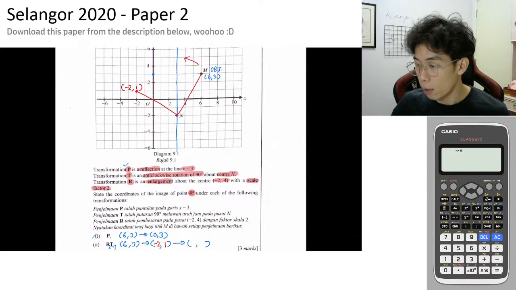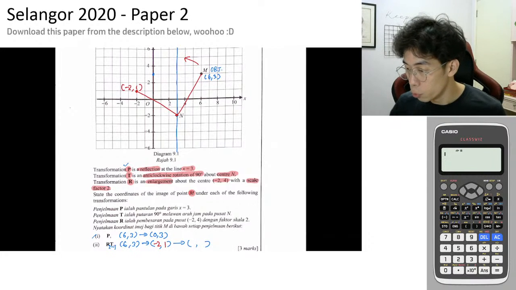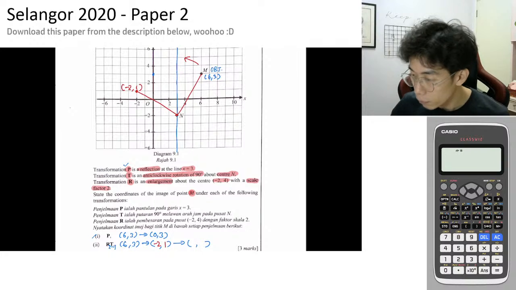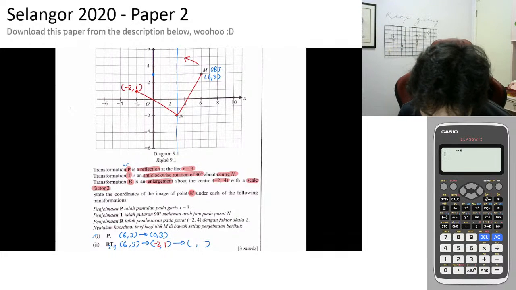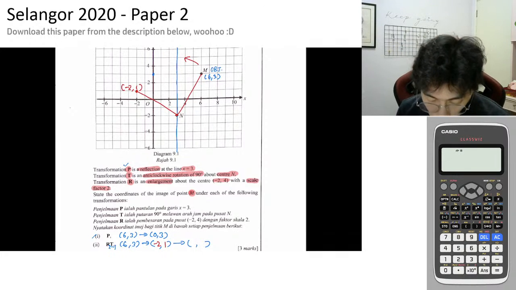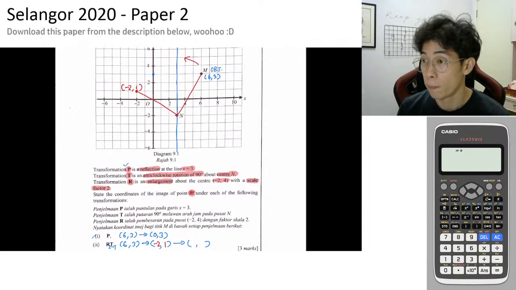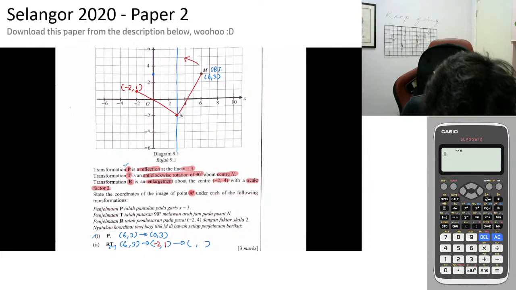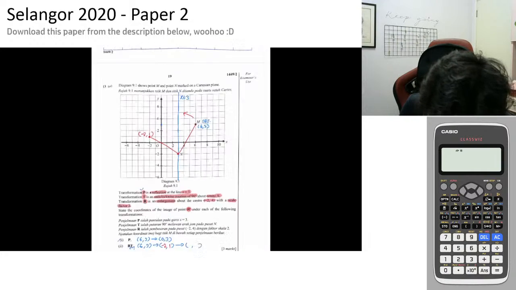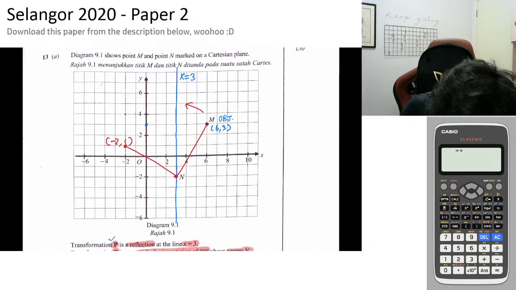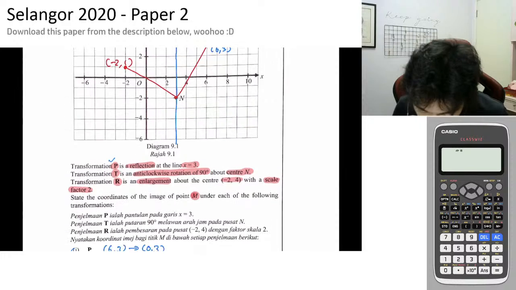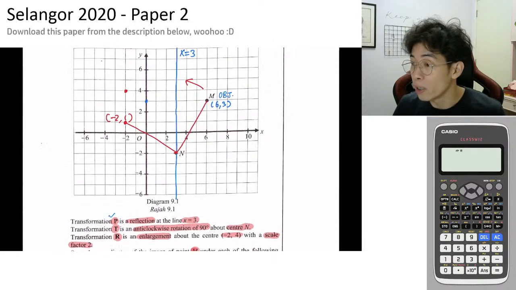Enlargement part, I will stop for a while. Let me show you one more time. R is an enlargement about center -2, 4. And the scale factor is 2.